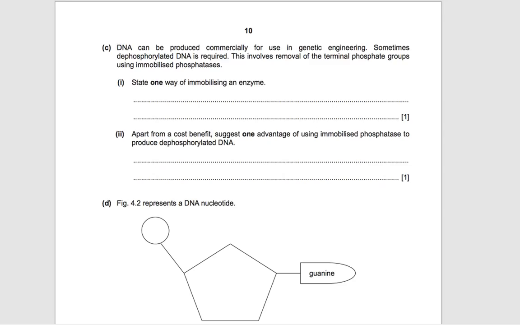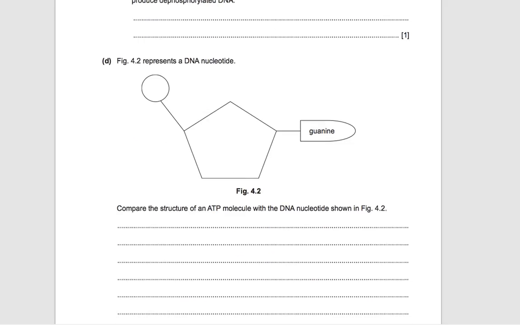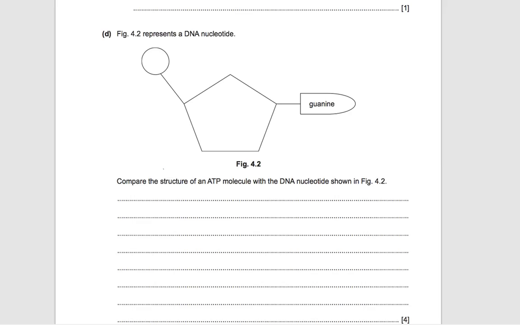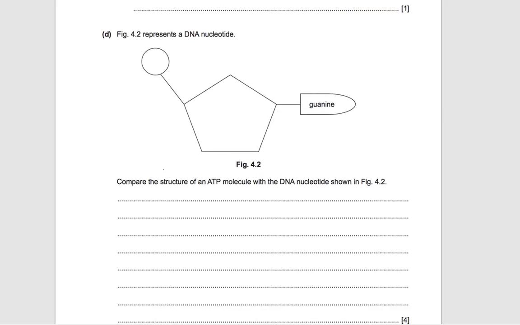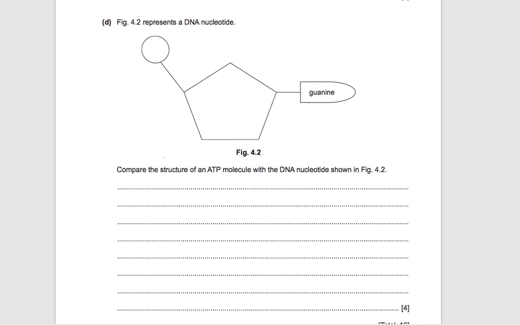Okay, so this is a nucleotide, and the question is asking us to compare the structure of an ATP molecule with the DNA nucleotide. So an ATP molecule would look something like, I'm just going to draw it here, ATP. So we've got our ribose sugar, and then we've got our adenine, and then triphosphate. So they do look quite similar.